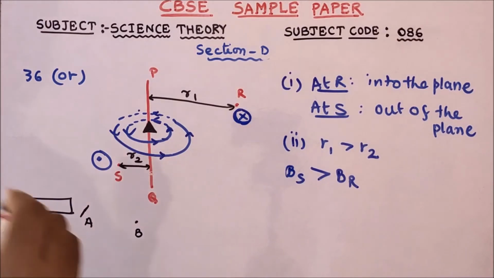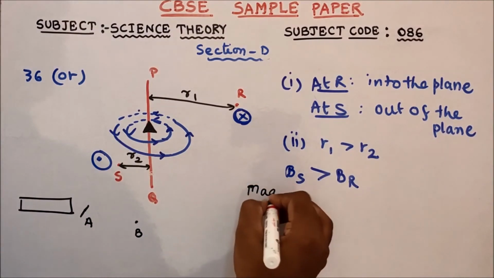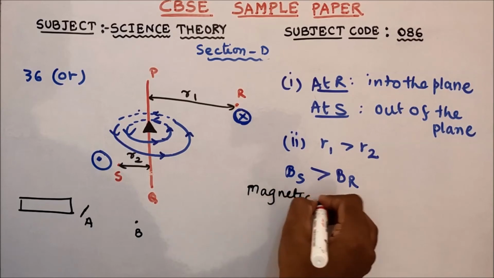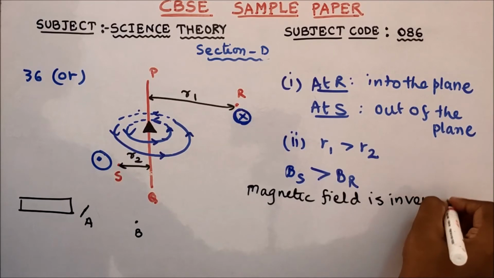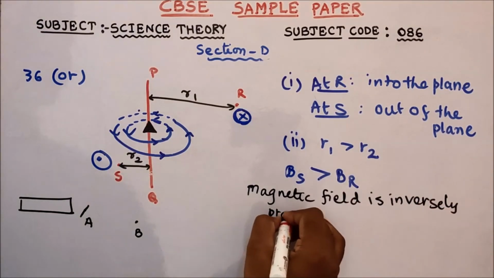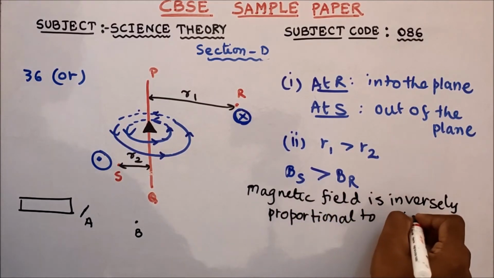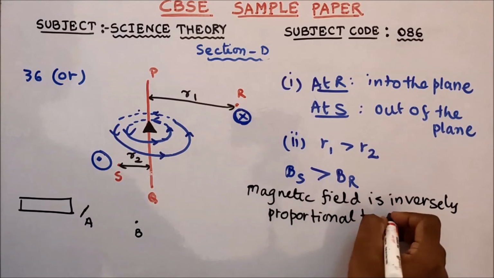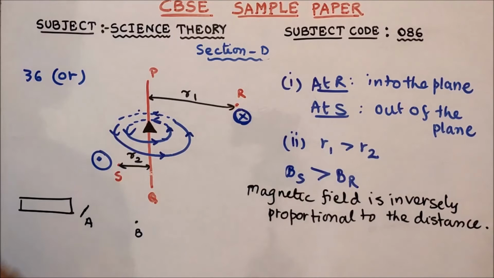And what is the explanation? You can give a simple explanation that the magnetic field is inversely proportional to the distance of the point at which its effect is to be felt. So that is the explanation, and that's enough. Now let's see the next question.